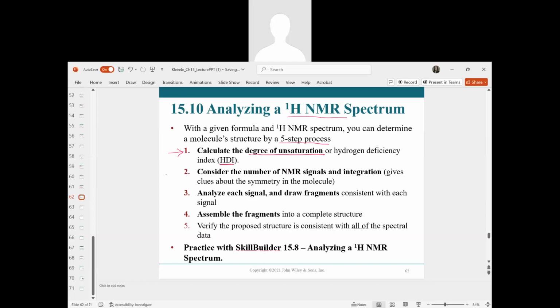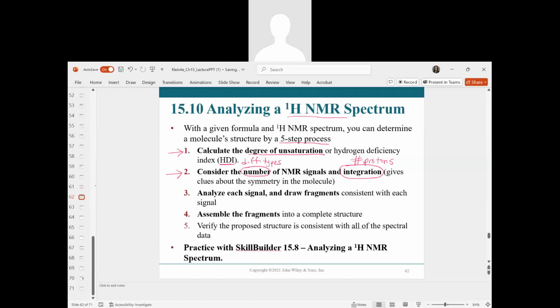Then you want to look at the number of signals. So first is the number of signals. This tells us how many different protons there are, as far as different chemical environments, and then the integration of these signals will tell us the number of protons that give rise to that signal. So are there 2, 3, 5, 7, etc. The number of signals tells us how many different types, and then we know the number of protons by integrating.